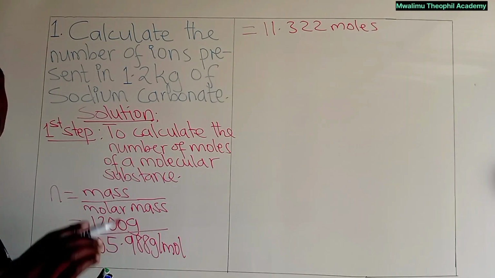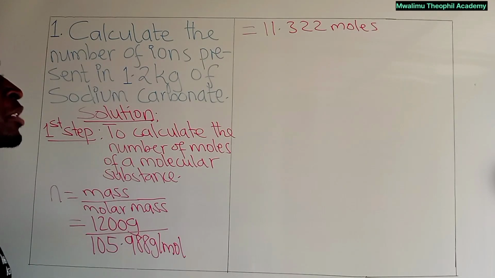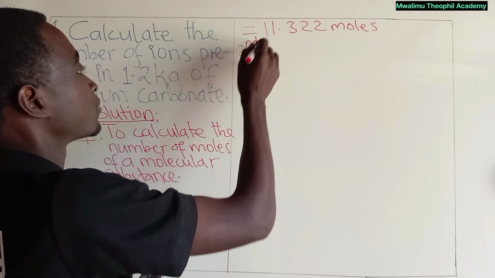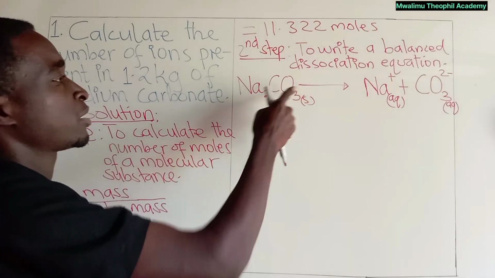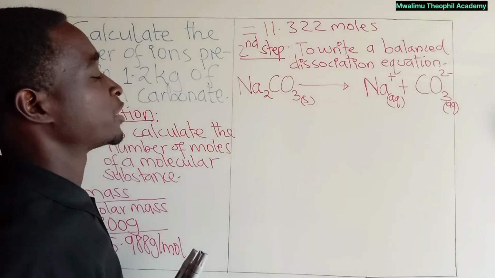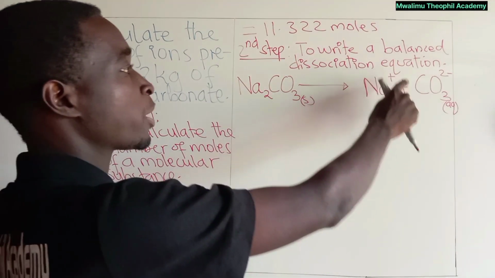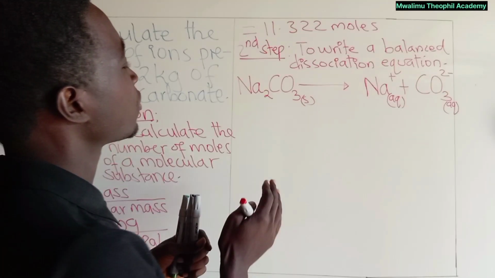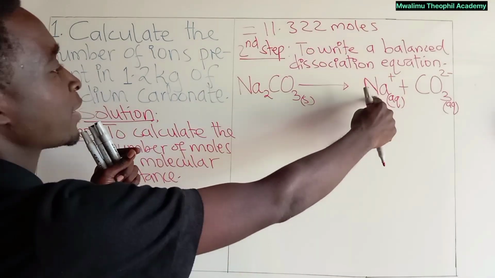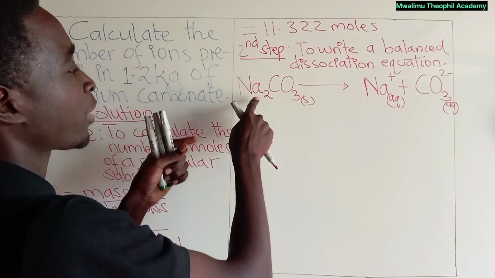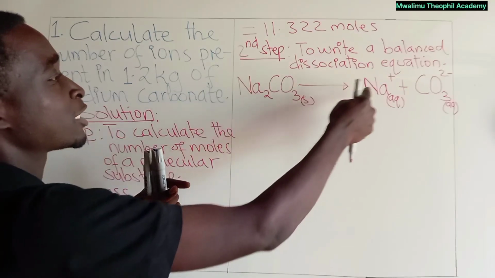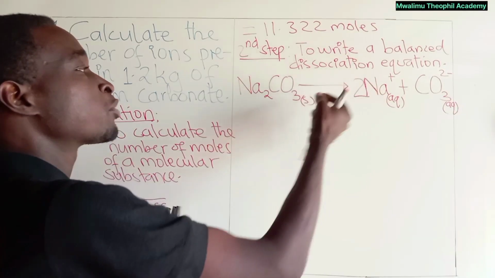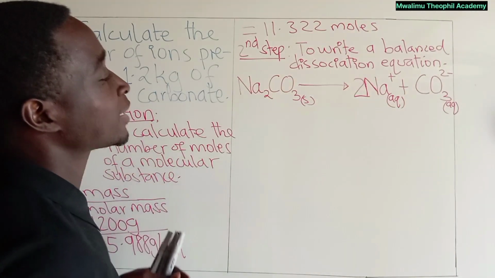The second step is to write a balanced dissociation equation. As you see, this is a dissociation equation. Sodium carbonate dissociates completely to form sodium ion and carbonate ion. After that, let's balance this equation. On the product side, you have one sodium, but on the reactant side, you have two atoms of sodium. So let us multiply this one by 2, so as to have 2 ions of sodium, as we have 2 atoms in the reactant side.